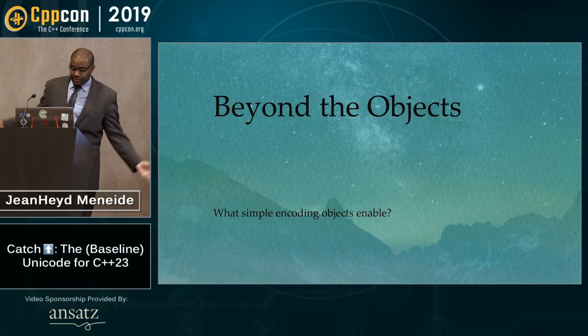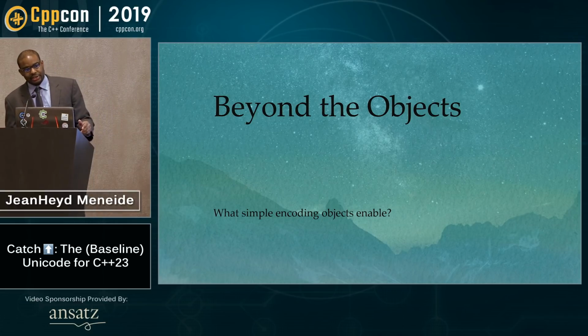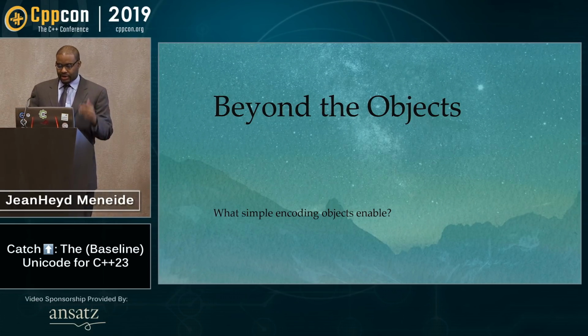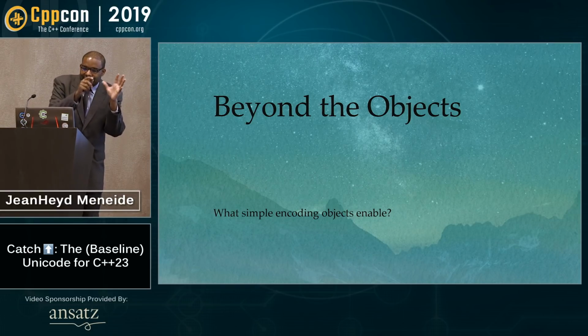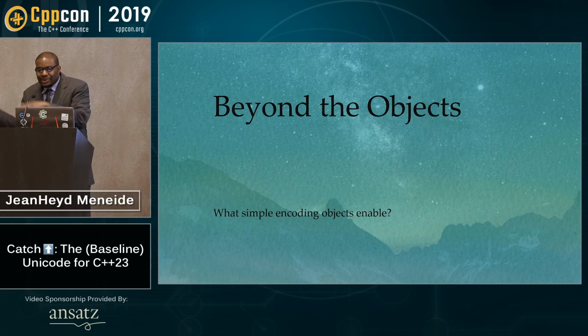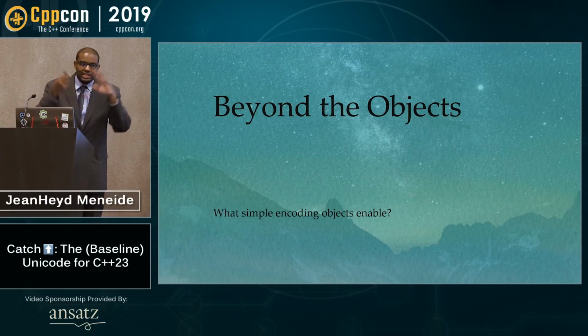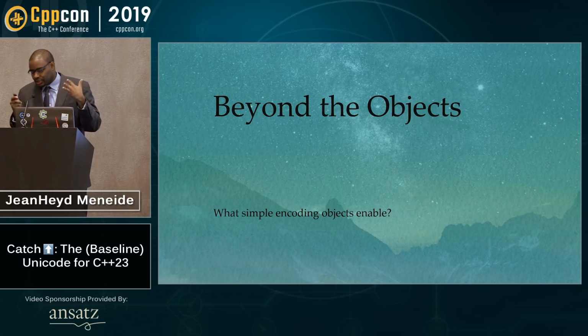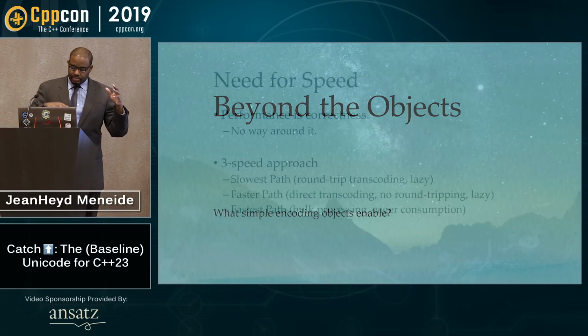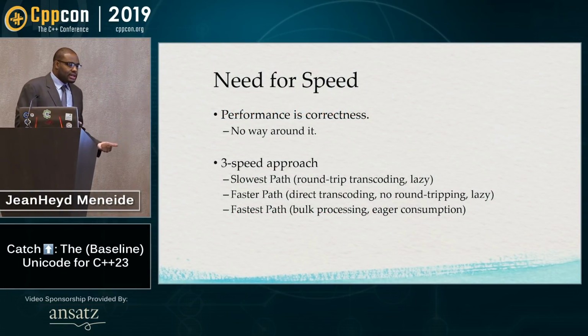So that's a full overview of the objects itself, right? Now I want to talk about beyond the objects. We have these low-level encoding objects, and you have these singular encode one, decode one at a time functions, and they're nice and pretty, and you can put them together to make interesting things. Sure, but we need some speed, right?